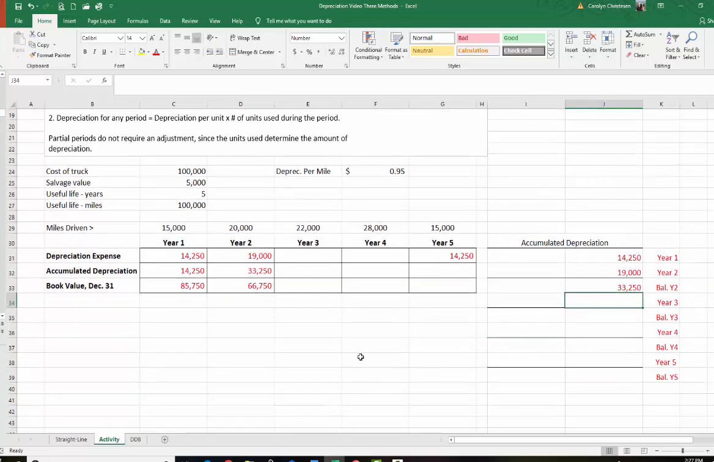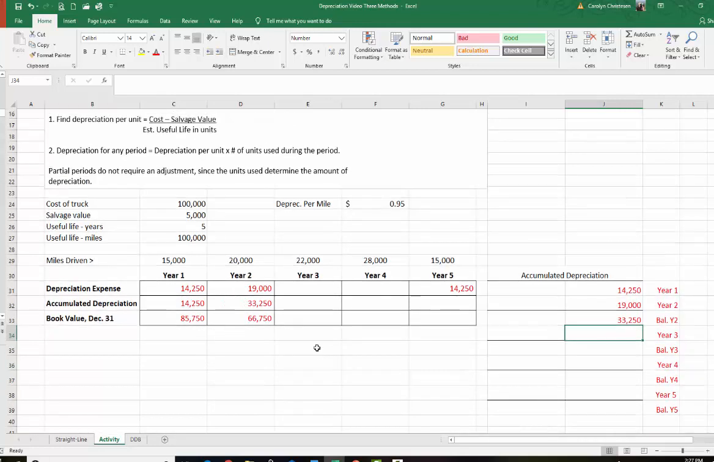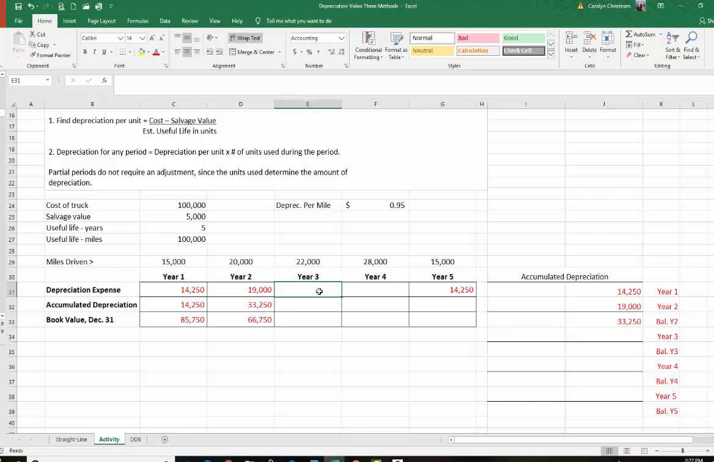All right, so let's keep going. We're going to follow the same pattern. If you take a screenshot and you want to stop the video at any point and practice yourself and come back and make sure that you did it right, that would be great. So here's our expense again, depreciation per mile times miles driven. This is equal to last year's accumulated depreciation plus this year. And then again, this is equal to our cost minus accumulated depreciation.